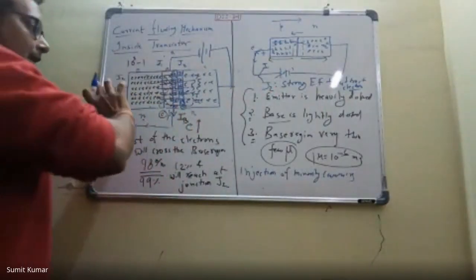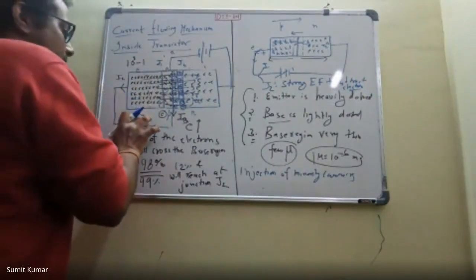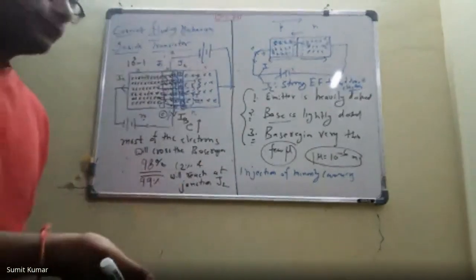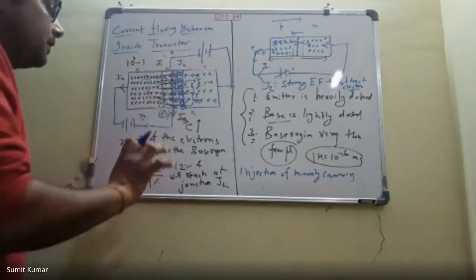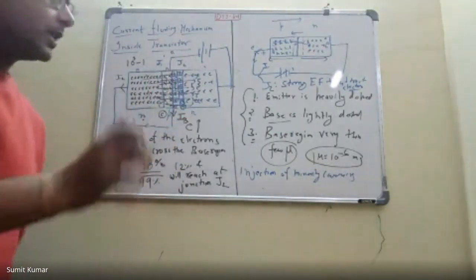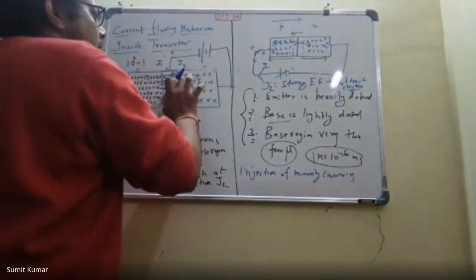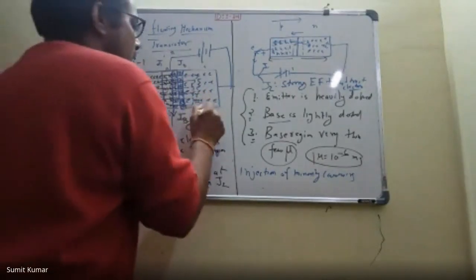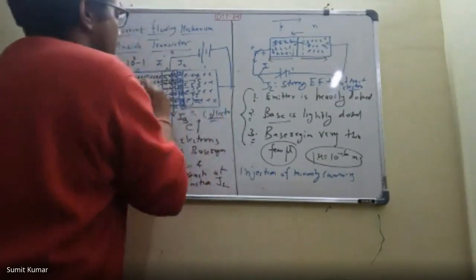So the emitter is injecting. Why is the emitter called the emitter? Because it is emitting. If this is N-type, the NPN transistor, then it is emitting electrons, and this is P-type. If this is a PNP transistor, then it will emit holes. So that's why it is called the emitter. And all these electrons are being collected at this terminal. That's why it is called the collector. It is collecting all those electrons which are coming from the emitter.